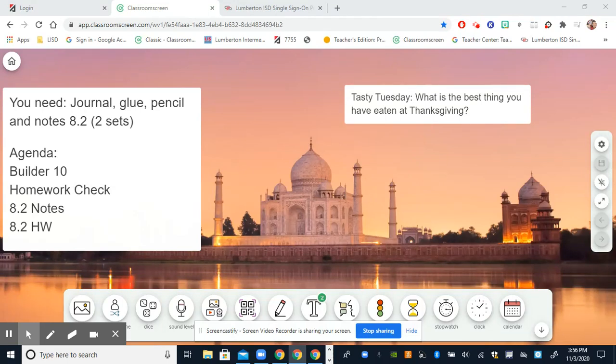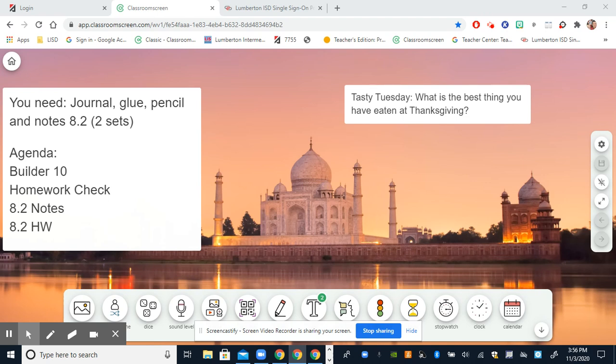Hey guys, today's November 3rd, and here's a run through of our day. You'll need your journal, pencil, glue, and your notes for 8.2. It is a 2-page notes. We went over Builder 10.